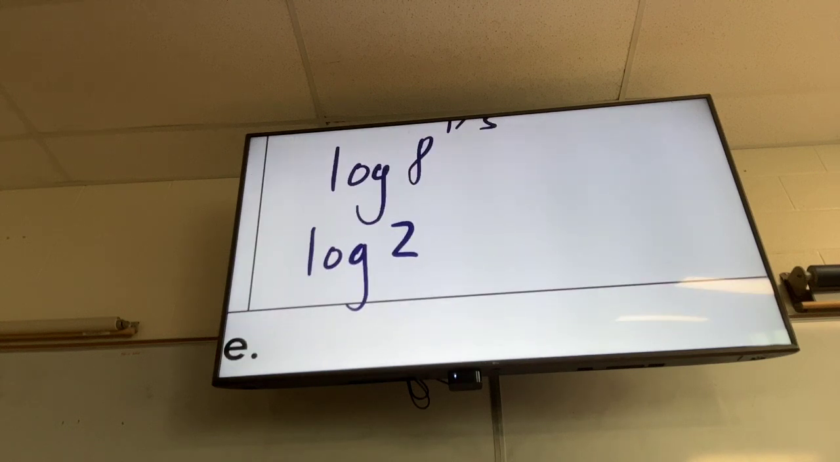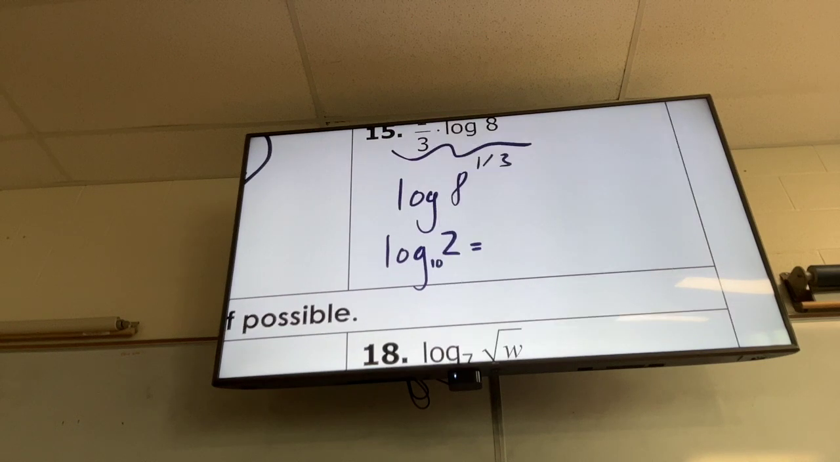You can't do this in your head. I don't expect you to do that. But how would you do it in your calculator? Wait, you would just plug that in your calculator. That's base 10 log. You just do log 2. Yeah. Right. Log 2. Okay. An irrational number.